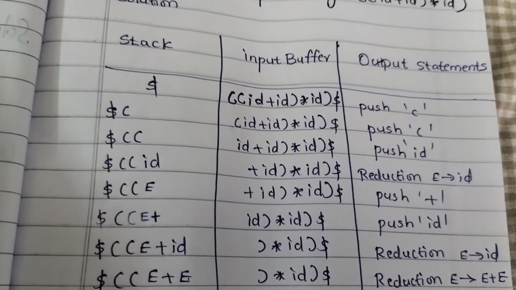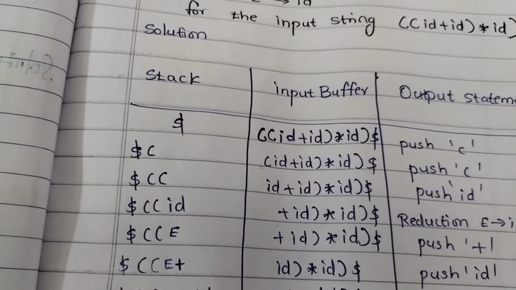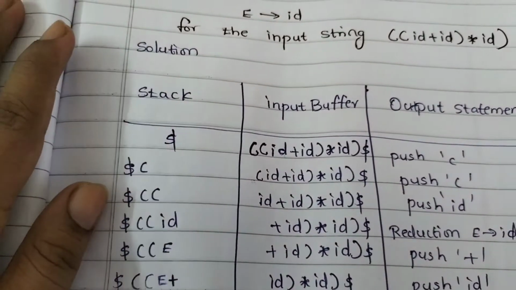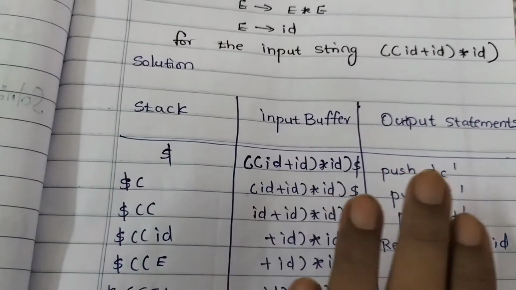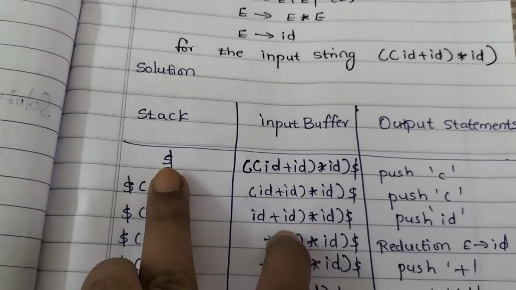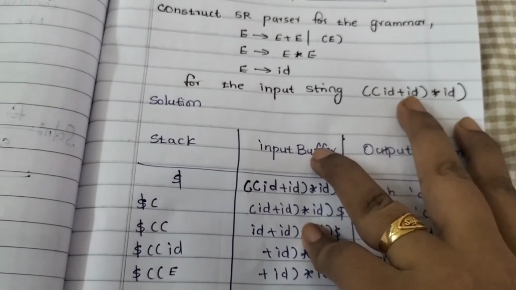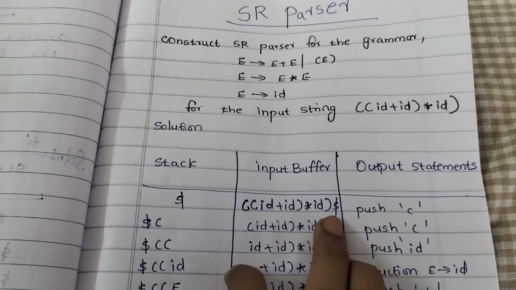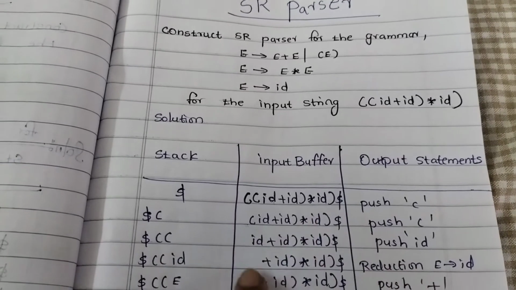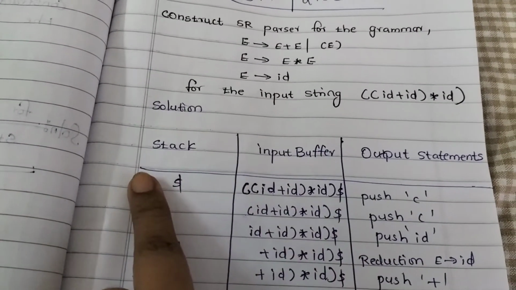So we know this procedure, right? Already we have seen the first problem in my previous video. So stack, input buffer, output statement, this is how the format is. Initially the stack contains the dollar symbol, and the input buffer contains the input string given in the question, along with a dollar symbol. Now you have to push each symbol from this buffer to the stack.